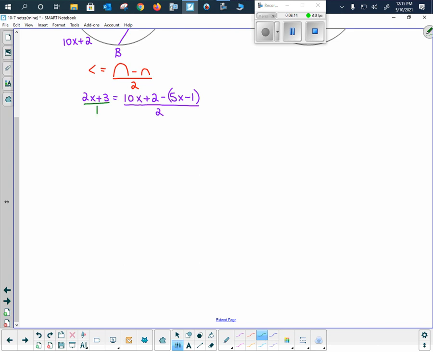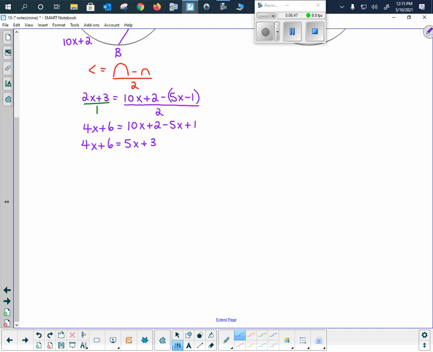So again, I suggest putting that over 1, simplifying and doing some sort of cross multiplying. So if you do 2 times the entire quantity of 2x plus 3 without writing it, you should have 4x plus 6 equals 10x plus 2 minus 5x plus 1. I don't want to do too many steps at once and mess myself up, so write it out. So 10x minus 5x is 5x, 2 plus 1 is 3.